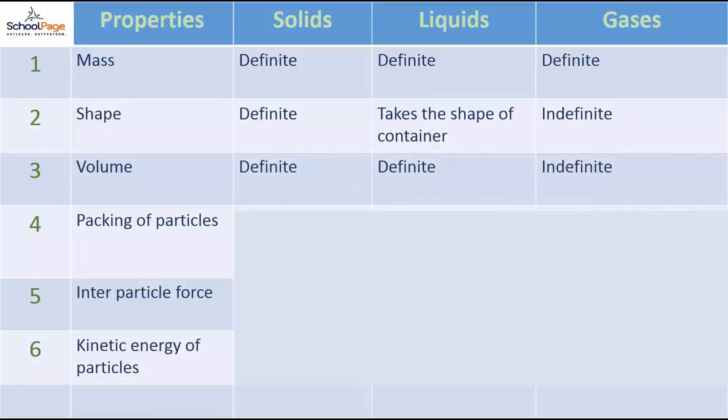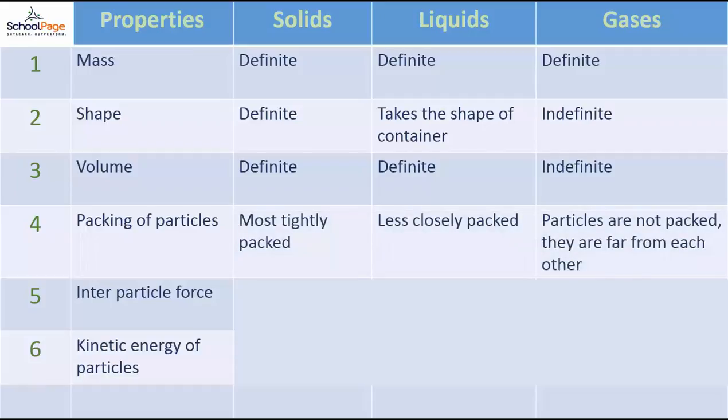Solids and liquids have a definite volume, whereas for gases the volume is indefinite because the particles are very far away from each other. Particles in solids are most tightly packed, whereas in liquids they are less closely packed, and in gases the particles are very far away from each other and hence are not packed.